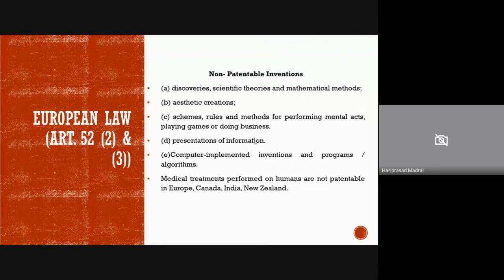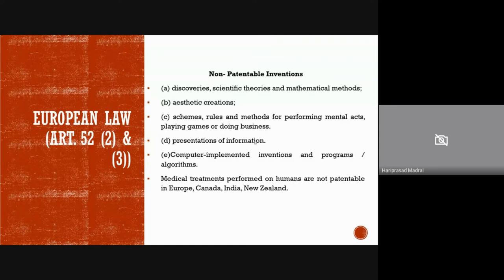Discoveries are basically the identification of things which are already there, or scientific theories which can be dependent on technical concepts or non-technical concepts, they are not patentable. Then mathematical methods or the derivations which are developed, they are not patentable according to the European scenario.